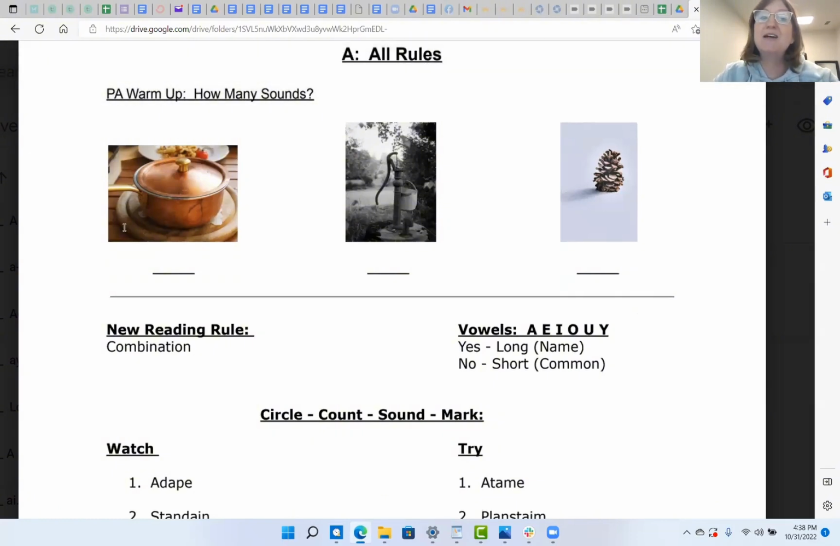Starting with kind of an easy one. How many sounds in pot? Put it in the chat. Pot has 3 sounds. Make sure that that ah doesn't stick to the P sound. It's just p, ah, t, right? The reason I wanted to put that in there is to make sure that you guys could get that ah off. So it's not pa, t. It's 3 distinct sounds. P, and then the ah, and then t.